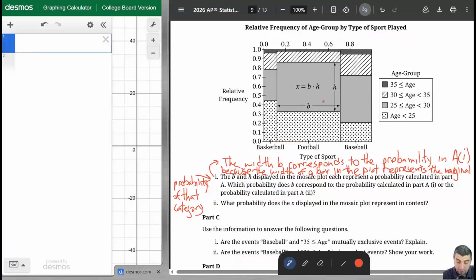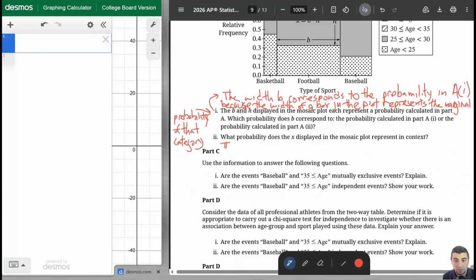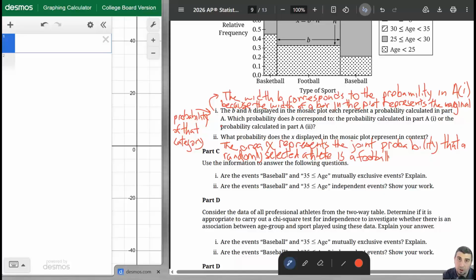Part 2, what probability does X displayed in the mosaic plot represent in context? You don't actually have to explain this one here, but what we are doing is multiplying the probability of football by the relative frequency of the age group. So this is giving the joint probability, the probability that a randomly selected athlete is a football player and in that age group.